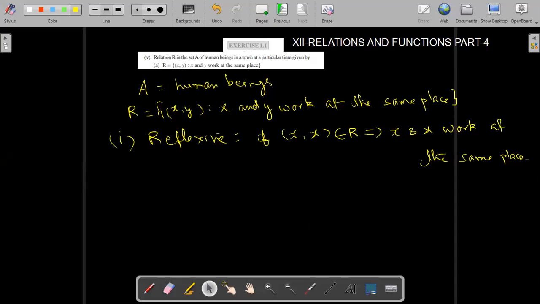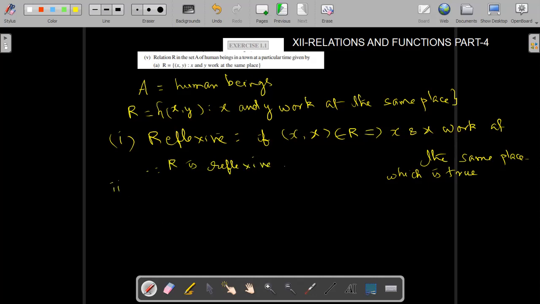1.1. So A is the set of human beings, and X and Y work at the same place. Obviously, if we check X and X belongs to R, that means X and X work at the same place. So that is true. In this type of question, we have to check whether this is true or not. This is true. Therefore, R is reflexive.